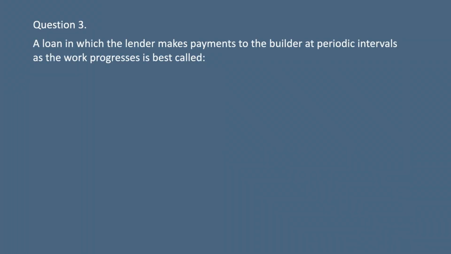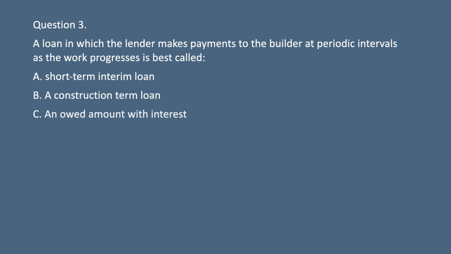Question 3. A loan in which the lender makes payments to the builder at periodic intervals as the work progresses is best called A. A short-term interim loan. B. A construction term loan. C. A convertible construction loan. D. A periodic convertible loan.